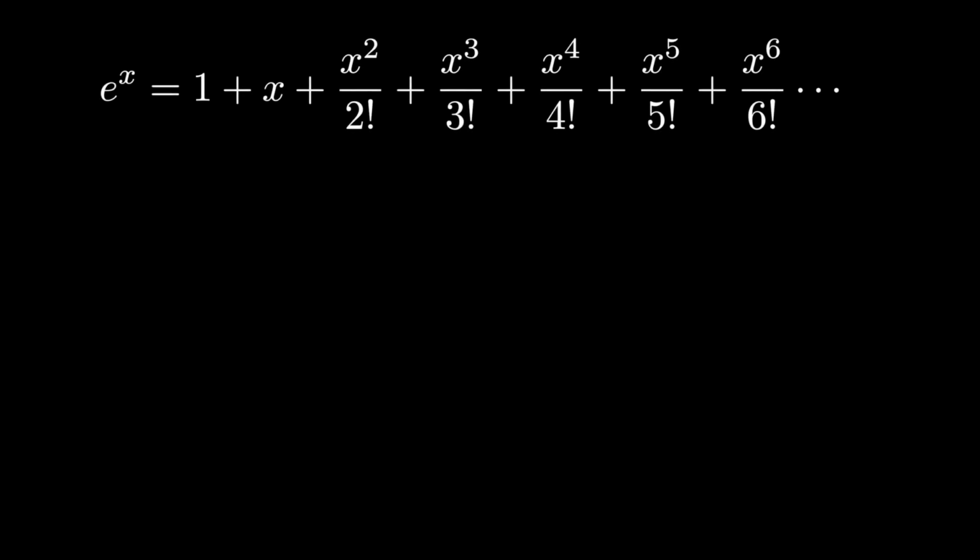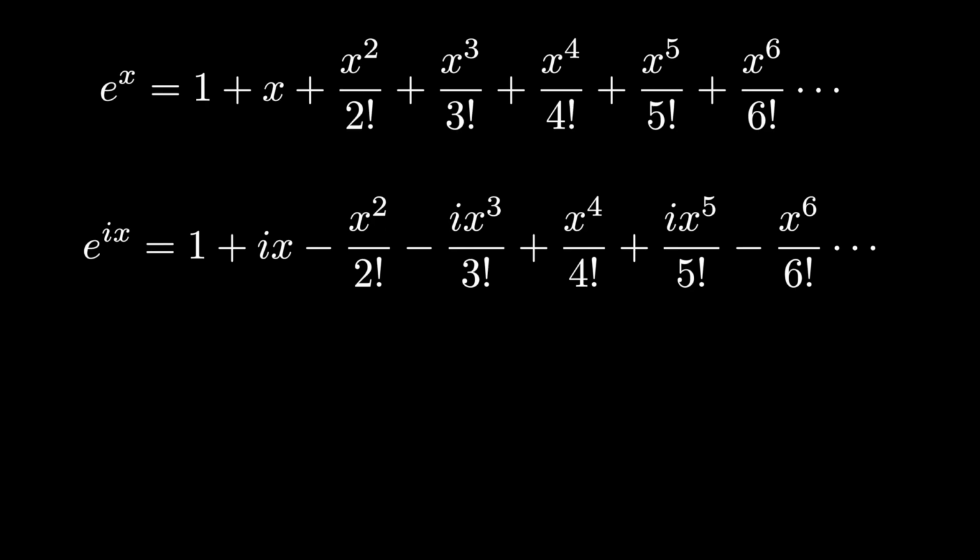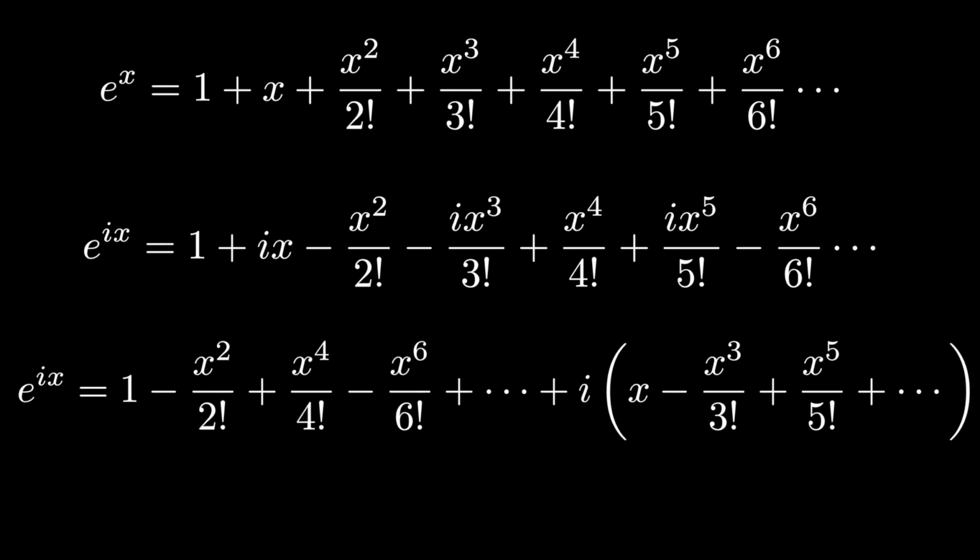Furthermore, for e to the x, let's replace x with ix, where i is the imaginary unit with the special rule that i squared equals -1. So we get this for e to the ix. Then let's write the real and imaginary part of the sum. The real part is all the terms that don't have an imaginary component, while the imaginary part is everything with an imaginary unit in it. So we can factor it out, thus it can be written as a plus bi.